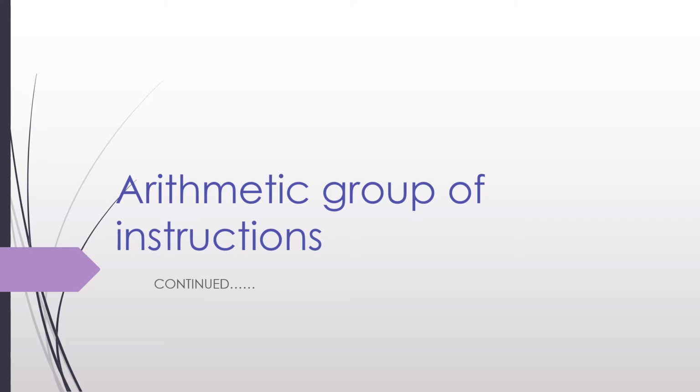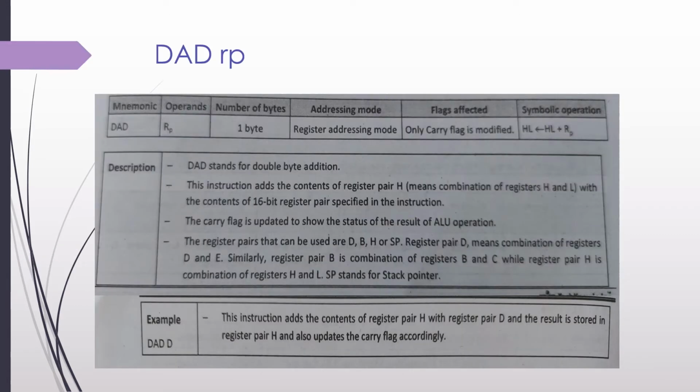That is, the first instruction that goes is DAD RP. Now the meaning of DAD RP is add the contents of a pair of register with the HL pair of register. See here, the symbolic operation says HL is equal to HL plus RP. Whatever is the mentioned pair of register, that is going to be added to the HL pair of register, and the result is going to be stored in the HL pair of register.